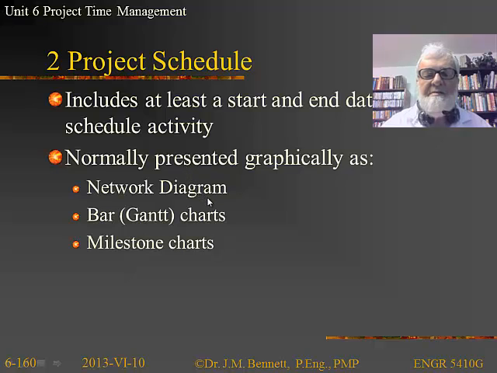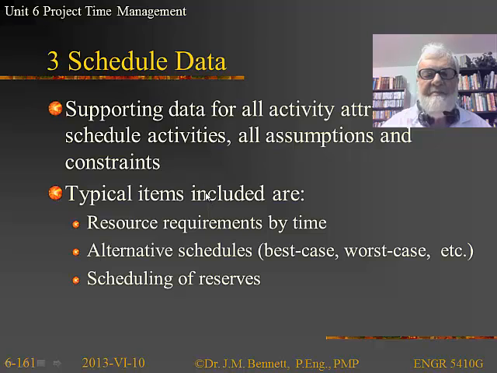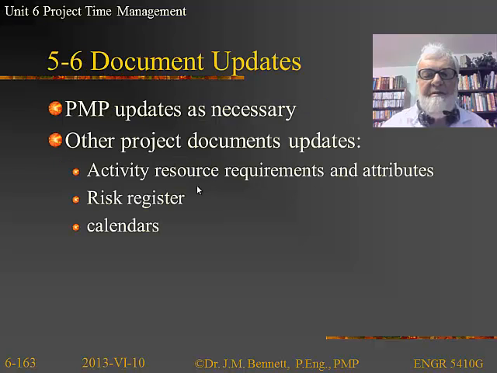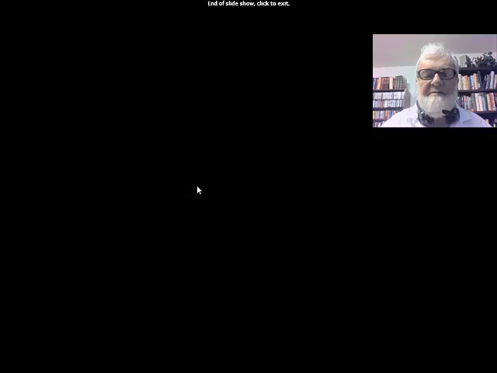We represent this with typically a network diagram. We can also use Gantt charts or milestones as we've seen. And then the schedule data is the supporting data for all the assumptions and constraints that we've made. And the project manager has to check these continuously to make sure they're still valid. Project calendars are the days and shifts when resources are available. And then the document updates as we talked about before.